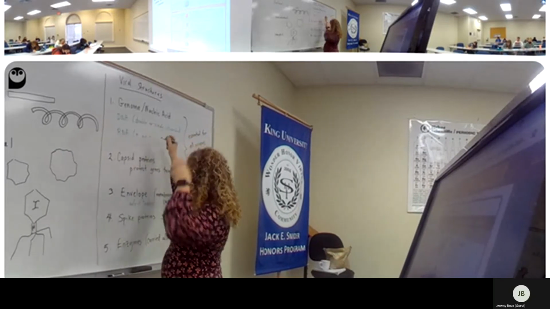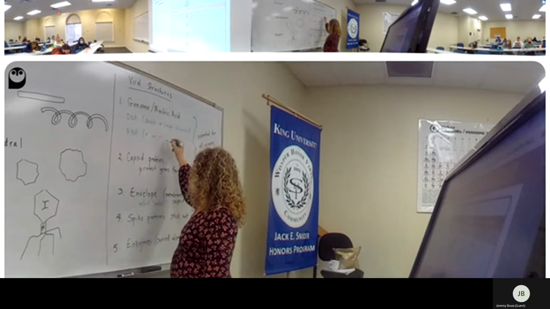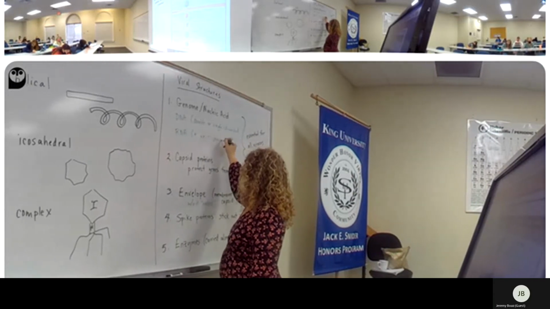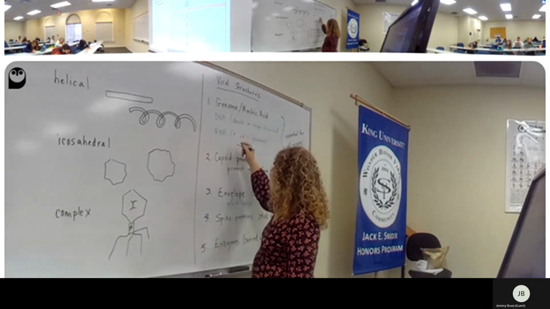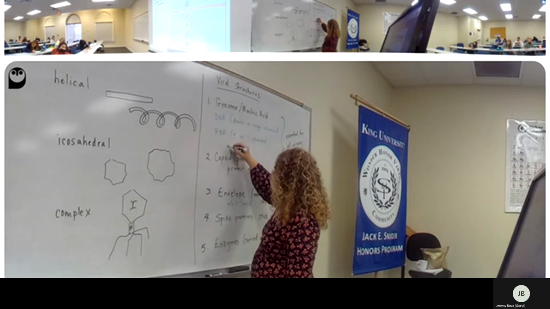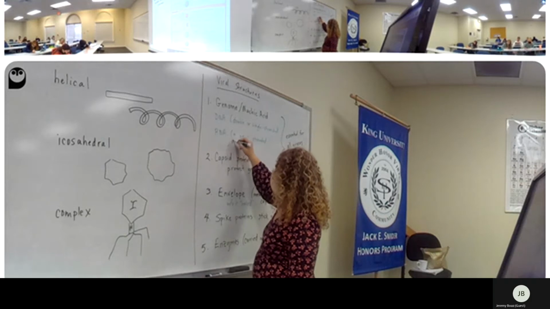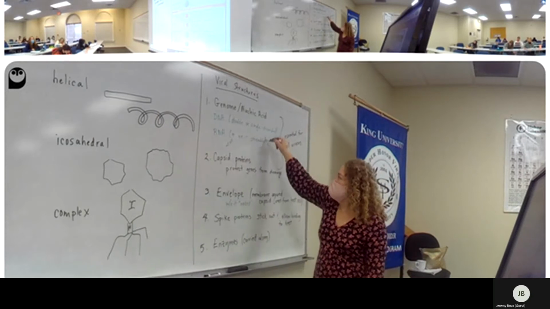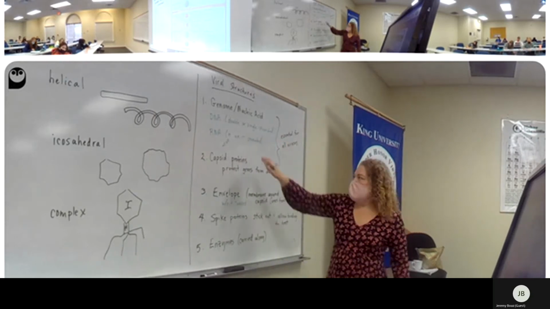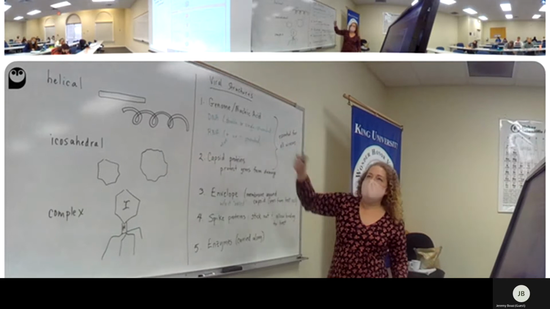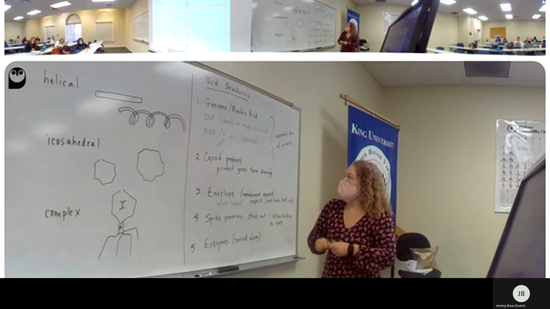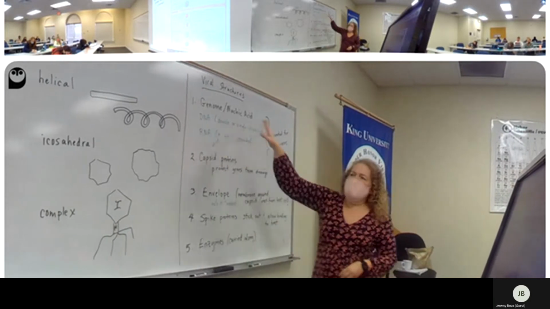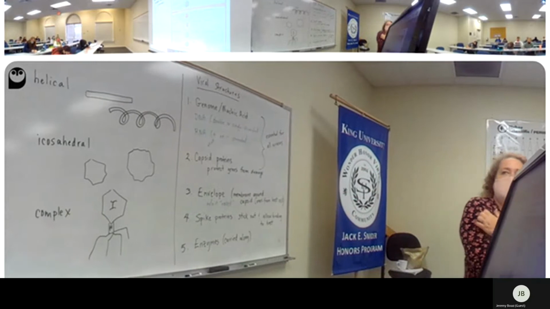Their genomes can be RNA, plus or minus stranded. The plus stranded acts like an mRNA in the cytoplasm. Minus stranded could not be acting like a messenger RNA. So their genome types can be really different than ours.